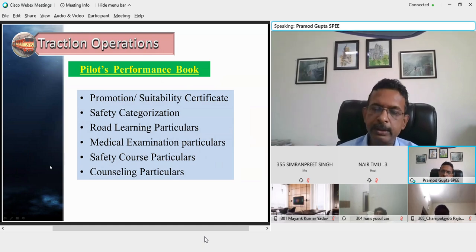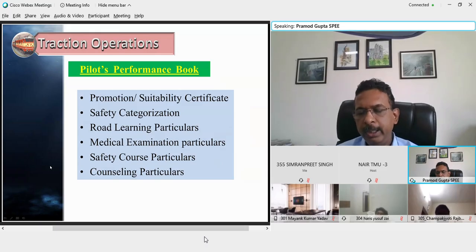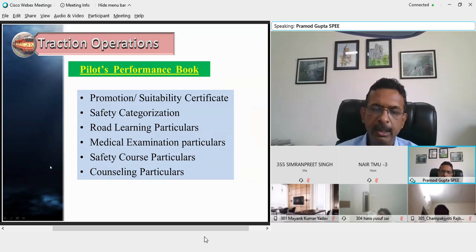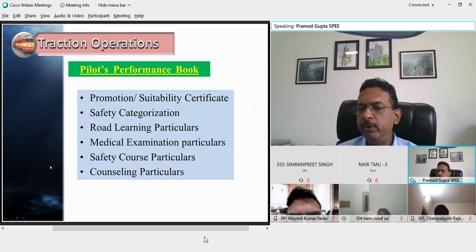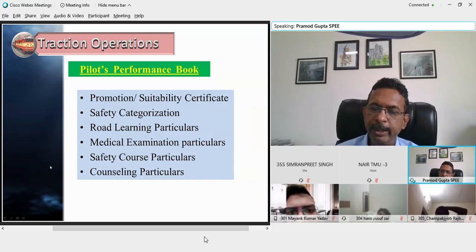There are certain officers who don't record in the loco performance book, but they prefer to talk to AE operation directly, and they provide the biodata details of the loco pilot, and they also narrate the incidents or their feelings or their observations during the journey. Be assured, whatever you bring into the notice of AE operation, it always gets implemented immediately.